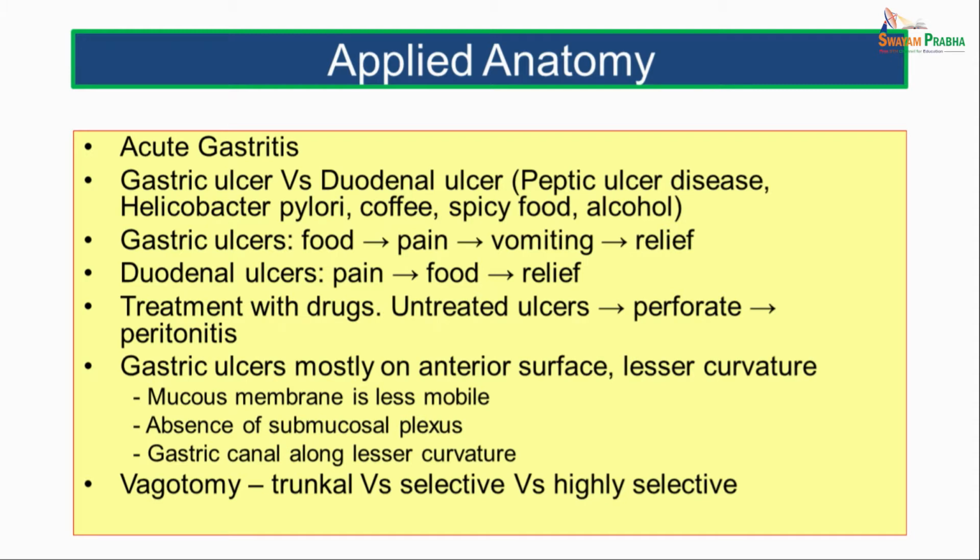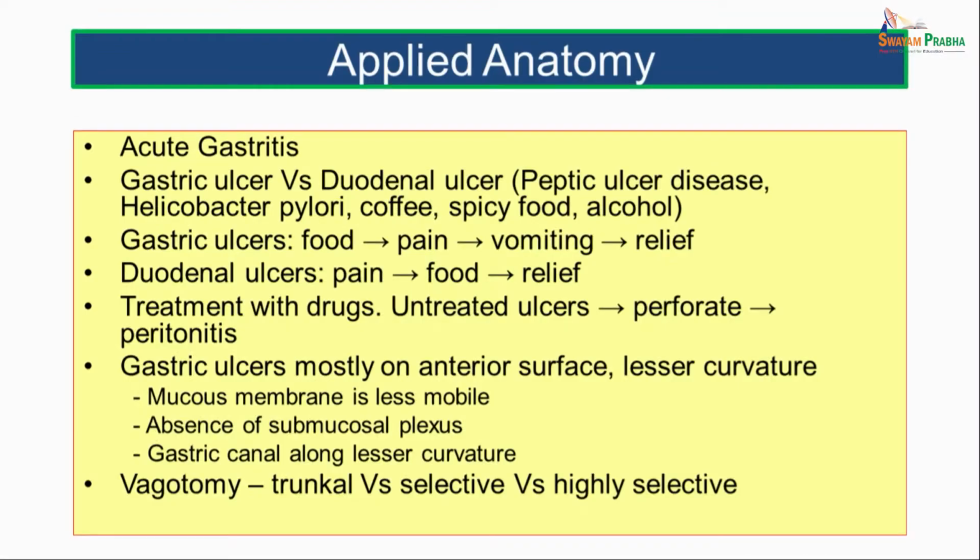What are the causes of this peptic ulcer disease? It could be due to Helicobacter pylori infections, excess intake of caffeine seen in coffee, excess ingestion of spicy food, or because of excess intake of alcohol.